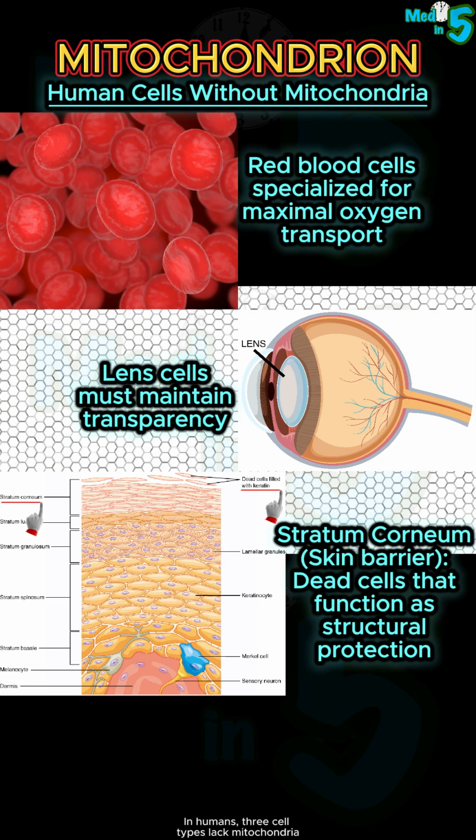In humans, 3 cell types lack mitochondria for different reasons. Mature red blood cells are specialized for maximal oxygen transport. Lens cells must maintain transparency. Keratinized cells at the skin barrier are dead cells that function as structural protection.